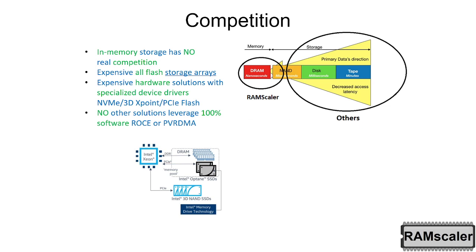So expensive all-flash arrays are probably the competition for us. Expensive hardware solutions with specialized device drivers like storage class memory, NVMe, 3D XPoint, PCIe flash. But we're not seeing any solutions out there really leveraging some of this real innovation around memory over converged Ethernet. And I know that requires, of course, very new and specialized network infrastructure, which not many organizations have deployed yet.